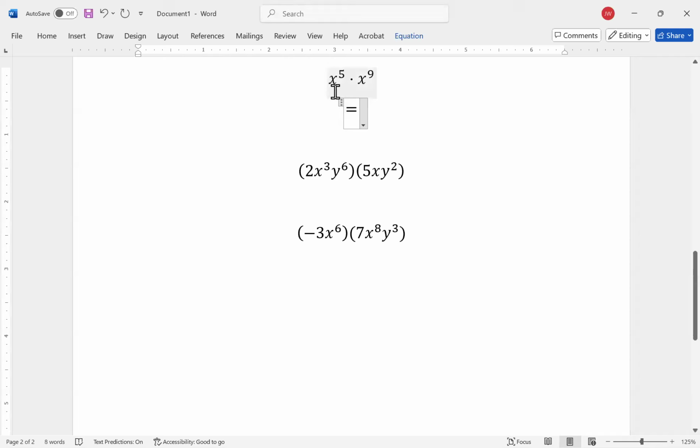All right, so for the product rule, if we have x to the 5th times x to the 9th, all we have to do, instead of writing out 5 factors of x times another 9 factors of x, is simply say 5 plus 9 is 14, so I know that's a total of 14 factors of x.